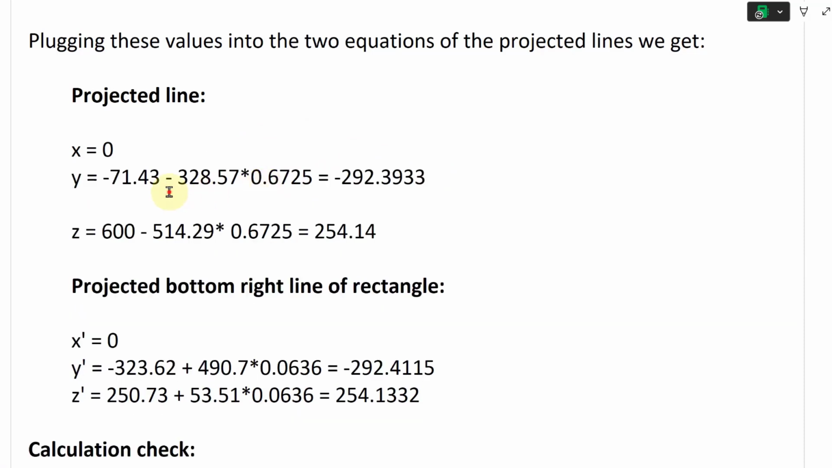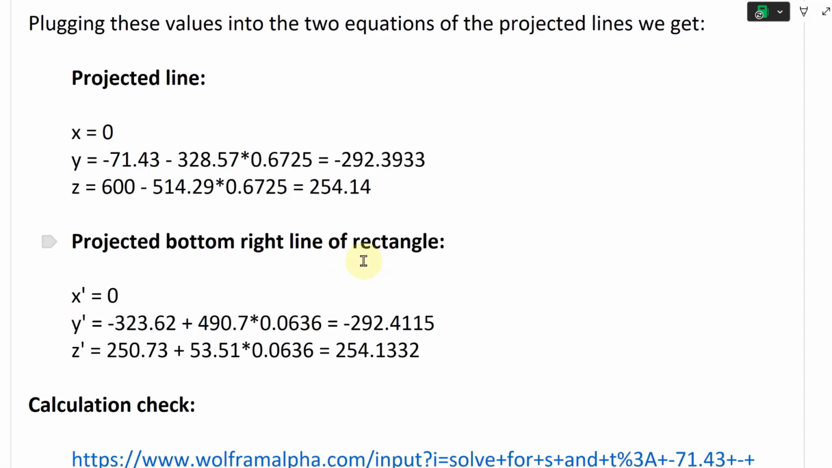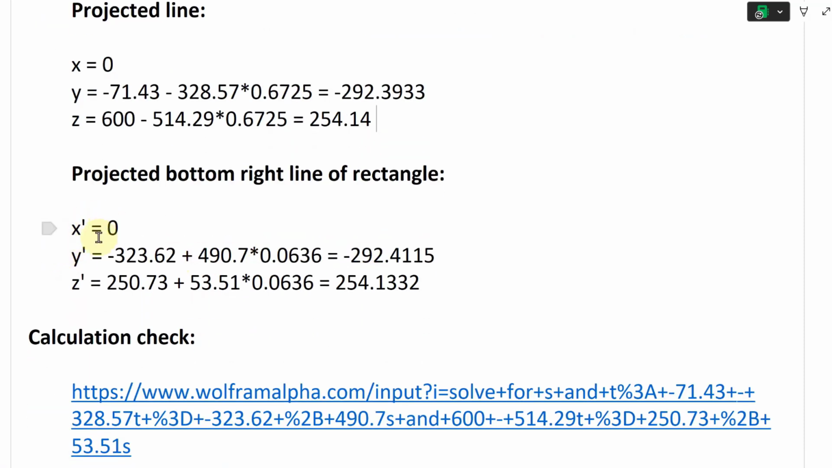Let's delete this. All right, and this is negative 292.3933. And likewise for the z, you get 600 minus 514.29 times t. This equals 254.14. And then you do the same for the bottom right line of the rectangle. So we'll call that x prime equals 0, and y prime equals negative 323.62 plus 490.7 times s. Put this in the calculator.